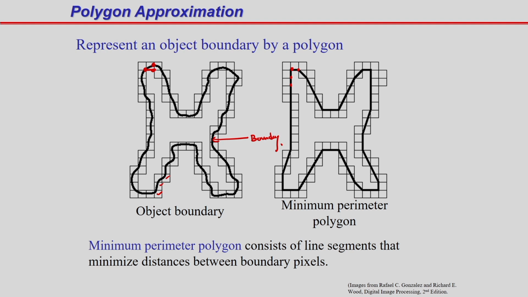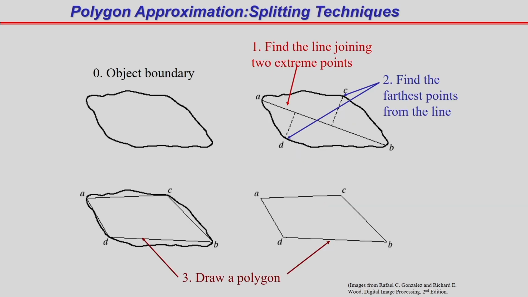This is the minimum distance. Similarly, corresponding to these 2 points, what will be the minimum distance between the boundary pixels? The minimum distance of the boundary pixel will be this. So from this I am getting the object boundary representation by a polygon, and I am considering the minimum perimeter polygon, which consists of line segments that minimize the distance between the boundary pixels. And in this case you can see how to represent the object boundary by polygon approximation.